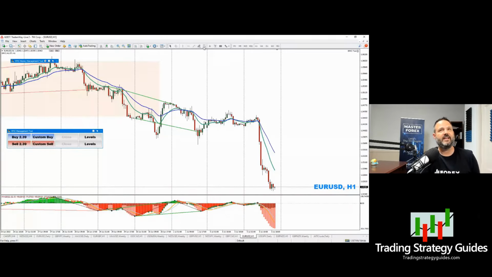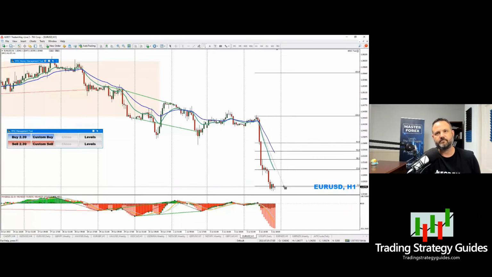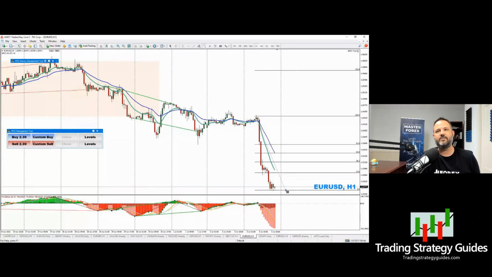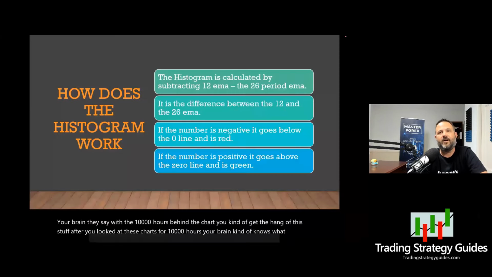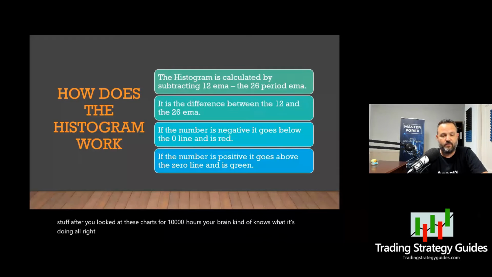Another thing, just to talk about that with the fibs, a lot of times I don't even need to draw fibs. Actually, I don't really draw fibs because I can just eyeball it, right? I can see, oh, well, this looks like a 50% retracement, because my eyes have been seeing fibs so often. I don't really need to use them anymore, right? Because my brain, see, that's where brains come in. They say with the 10,000 hours behind the chart, you kind of get the hang of this stuff. After you've looked at these charts for 10,000 hours, your brain kind of knows what it's doing. All right. So anyways, that's how the histogram works.